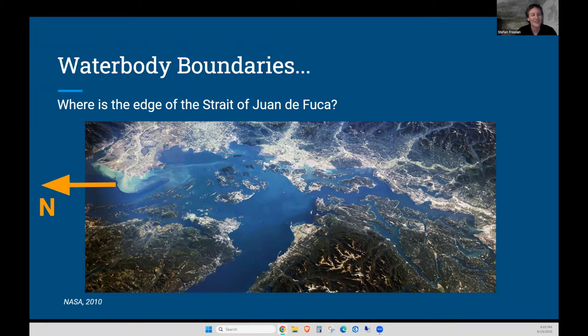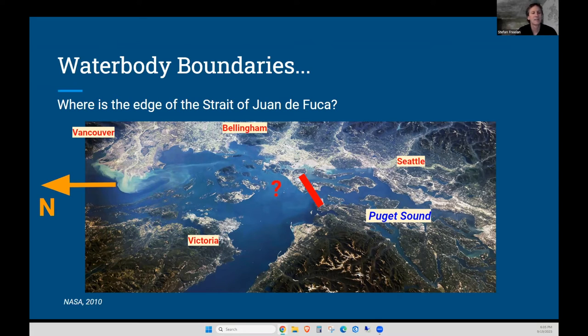North is now off to the side, and we're looking at Bellingham, Vancouver, Victoria, Seattle. So that water comes in there. One can draw a line across Admiralty Inlet and say that's the Puget Sound. That's relatively concrete in terms of drawing a line across the water.